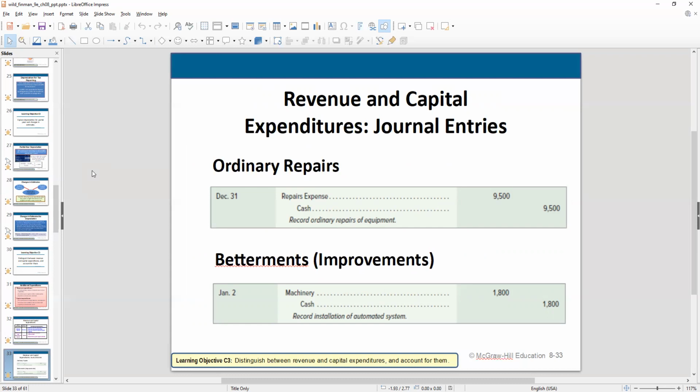I have kind of a problem with this, they should have reversed it. They should have made the repair $1,800 and the betterment $9,500. This is really backwards and wrong, based on what I just got done telling you. But you can see that if it's a betterment, we're going to be debiting the long-term assets, in this case machinery, and crediting cash.